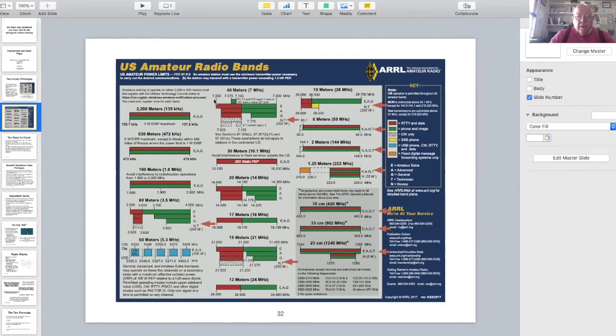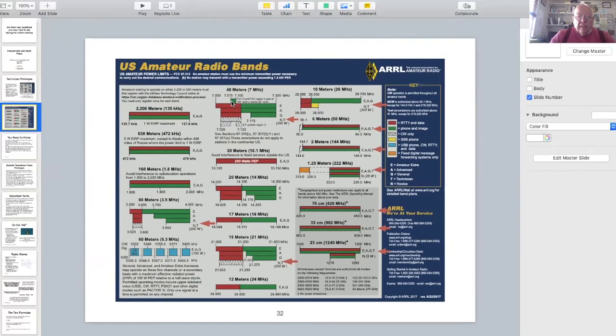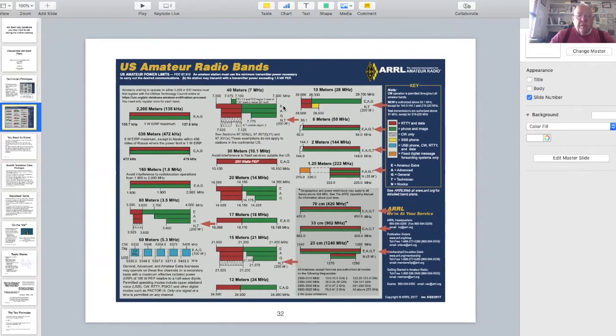The very top line, a very small green area right here, is a special phone, that is voice, allocation in a very specific area. The next line down shows the privileges for the amateur extra class license holders. The red portion of the line specifies the frequency range for data communications, including radio teletype, CW, Morse code, and so on, can be performed. The green portion specifies the frequency range for phone communications.